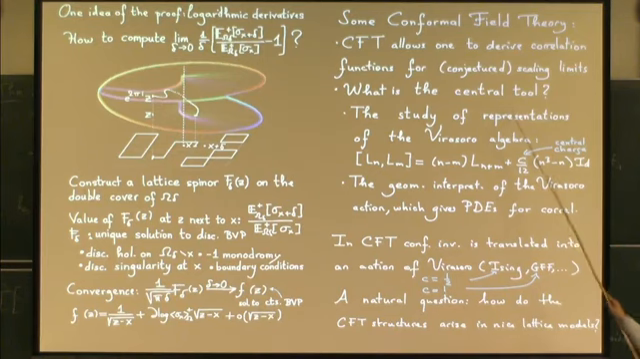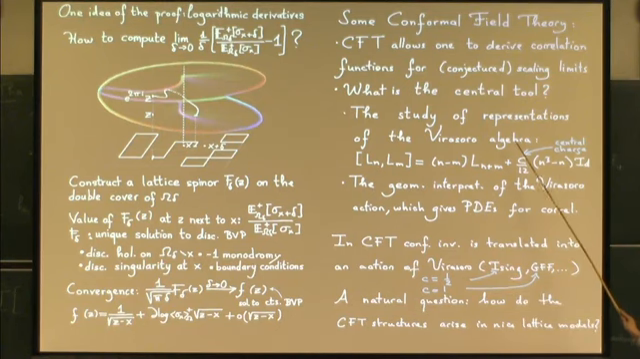So, indeed, CFT allows one to derive correlation functions for conjectural scaling limits of models. That's certainly true, and that's really what we proved here. In most of the cases where there were conjectures for the Ising model, we proved those conjectures. Okay, but now the question is, what is the central tool? Actually, there should be an S here. There are maybe two central tools.